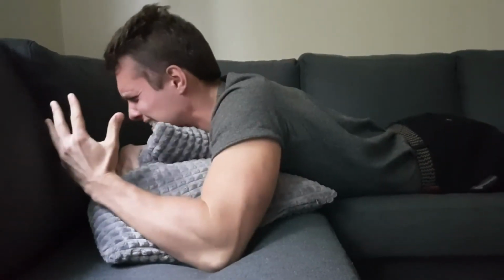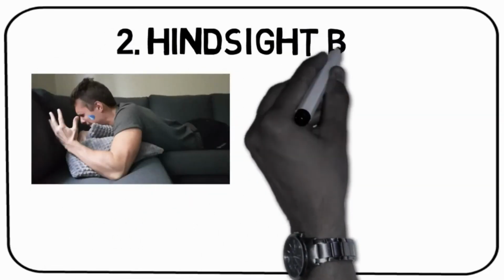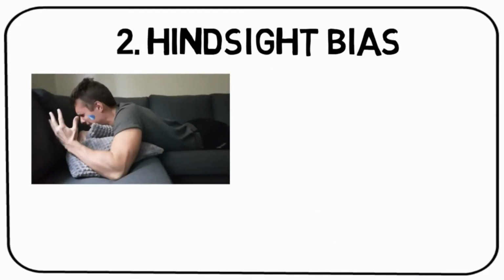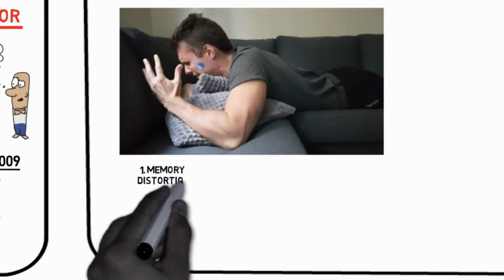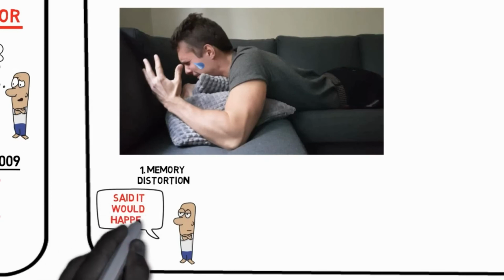I should have realized it was probably gluten. This is called hindsight bias, and it's our second takeaway. Sometimes it's also referred to as the "I knew it all along" effect. There are 3 levels of it. 1. Memory distortion. We think that we had that opinion all along. I said it would happen.